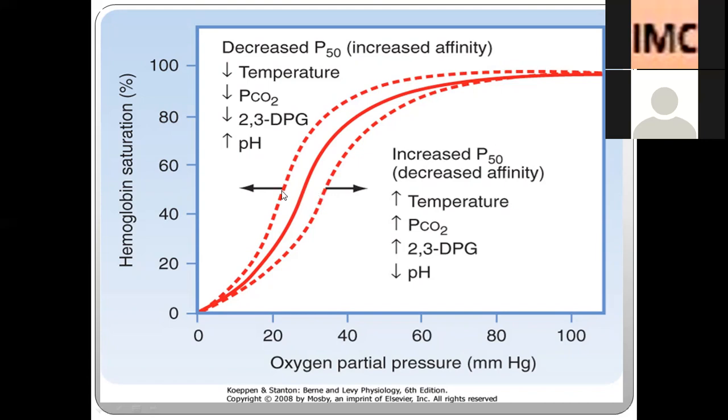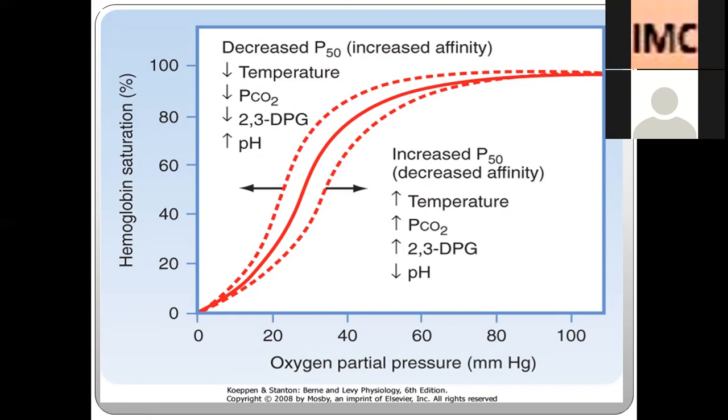Just the opposite thing will happen in cases of the left shift. So what we have is increased affinity. So the hemoglobin is binding with more affinity towards the oxygen.